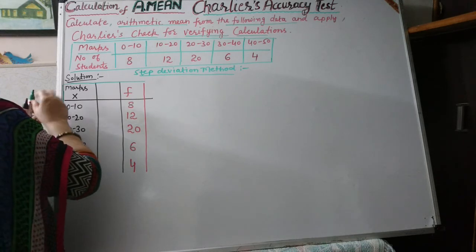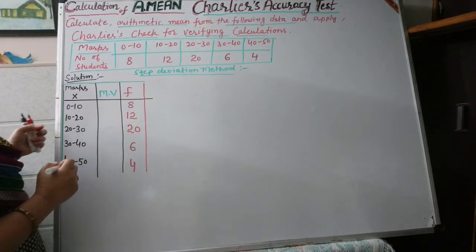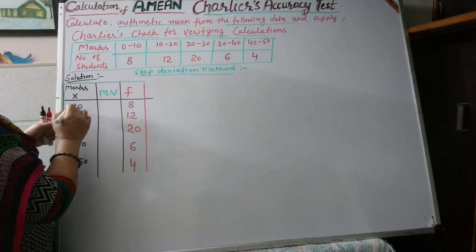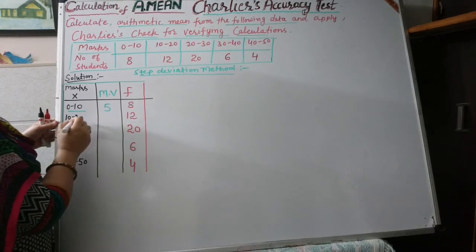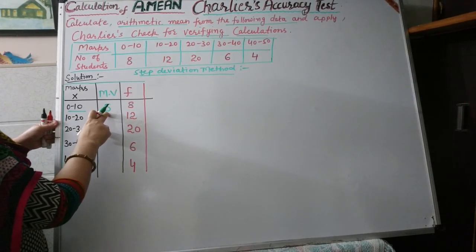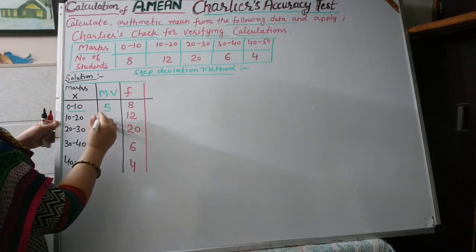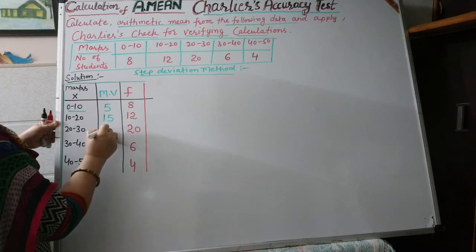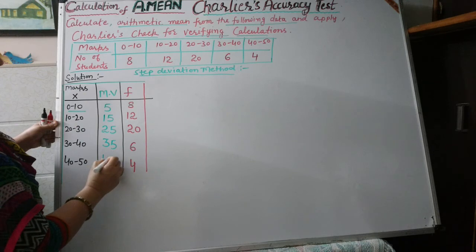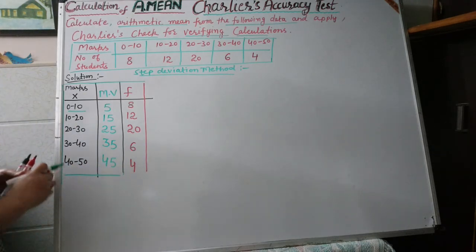Now I am calculating mid values. For the first mid value, class interval 0 to 10, 0 plus 10 divided by 2, 5. Or you can calculate the first one, then add the equal class interval of 10. So 5 plus 10, 15, 15 plus 10, 25, 25 plus 10, 35. If all the class intervals are equal, then in this way we can calculate the mid values.